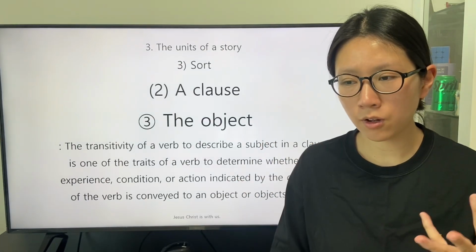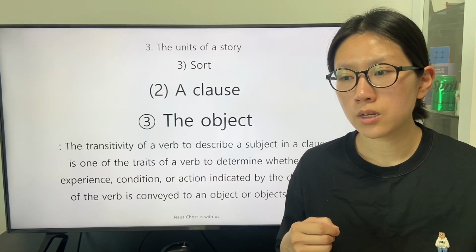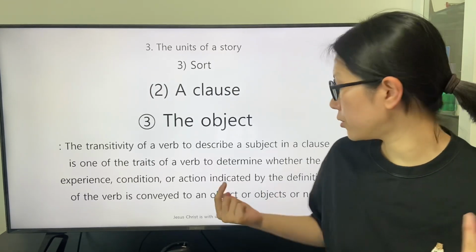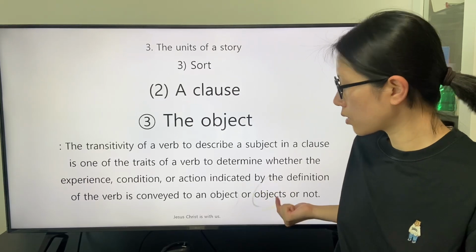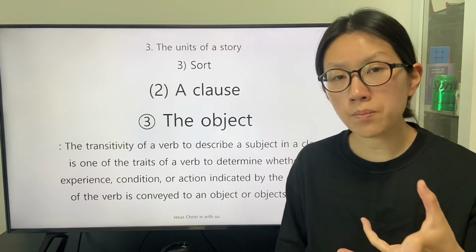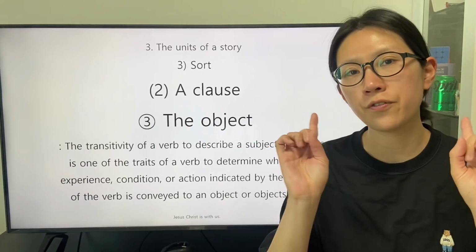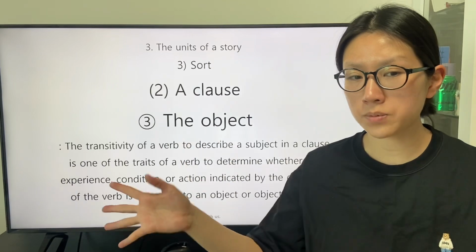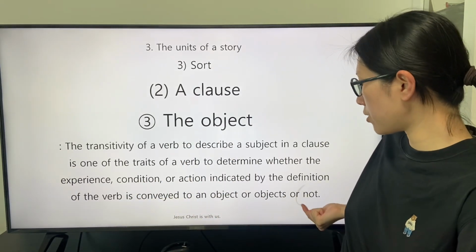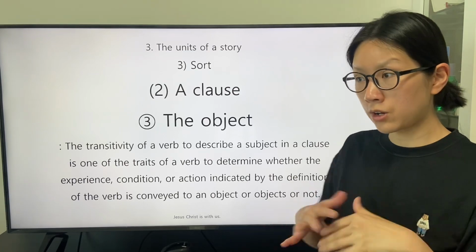The object of a transitive verb can be singular or plural, and the verb without the transitivity does not convey the definition of the verb to an object, so we can also consider that there cannot be an object in a statement.